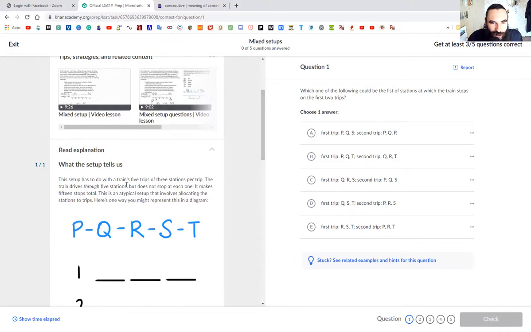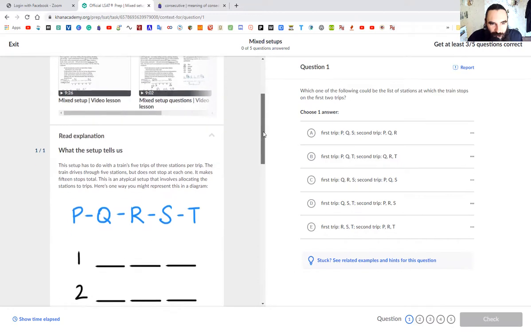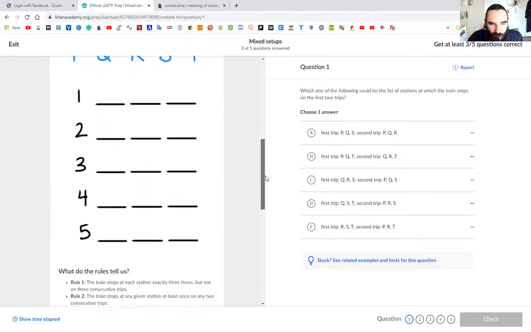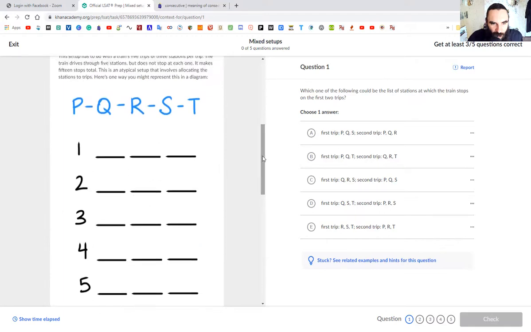Okay, what the setup tells us. This setup has to do with a train, five trips of three stations per trip. The train drives through five stations, but does not stop at each one. It makes 15 stops total. Oh, okay, yeah, 15 stops. This is a typical setup that involves allocating the stations to trips. Here's one way you might represent this in a diagram. Oh, okay, that's cool. Let's just write it down.